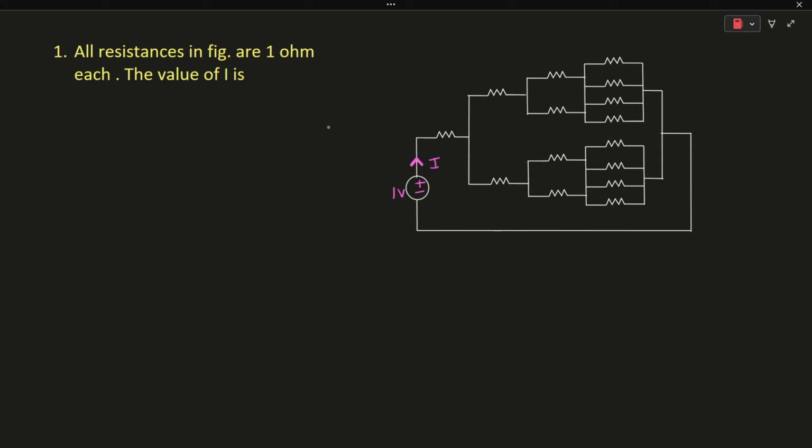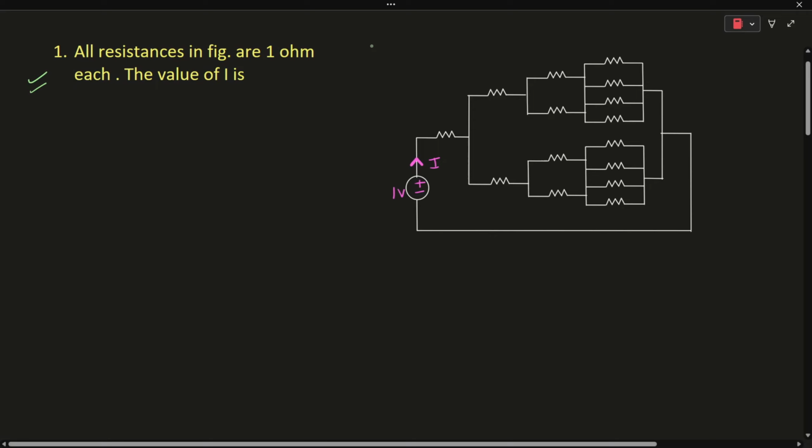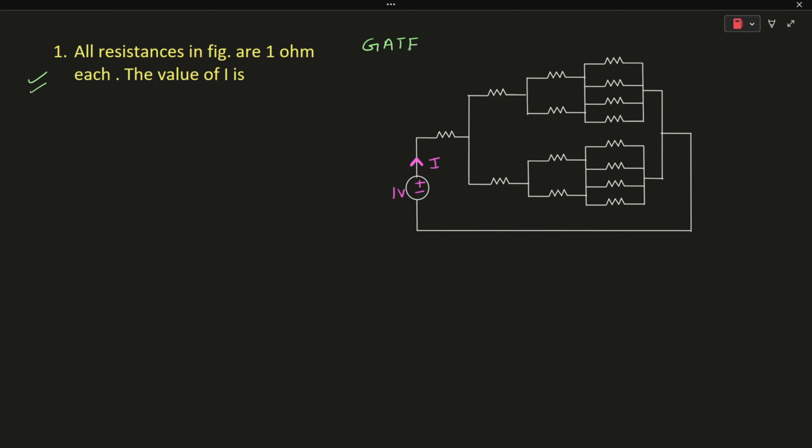In this tutorial, I am going to solve some GATE problems based on the concept that we studied earlier. Okay, so let's start with the first problem. This question was asked in GATE 1992, and in this question, it is already given that all the resistances have the value of 1 ohm, and we need to find the value of the current I.